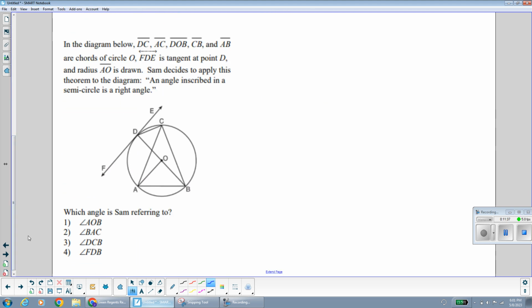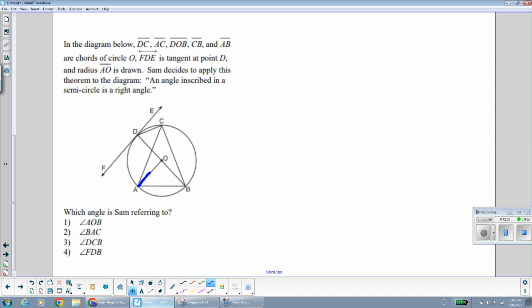Moving down over here, you can pause the video to read the question, but we have a tangent to the circle, and then we have a bunch of chords in circle O. And Sam decides to apply this theorem to the diagram. An angle inscribed in a semicircle is a right angle. Which angle is Sam referring to? Let's check out the choices.